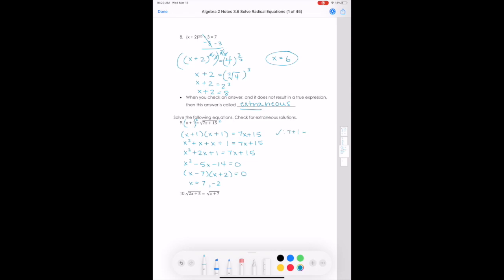So right now I'm checking for extraneous solutions. So let's see if these do not work out.